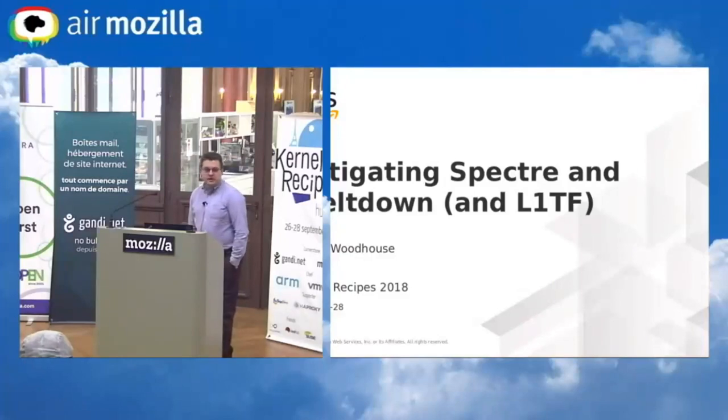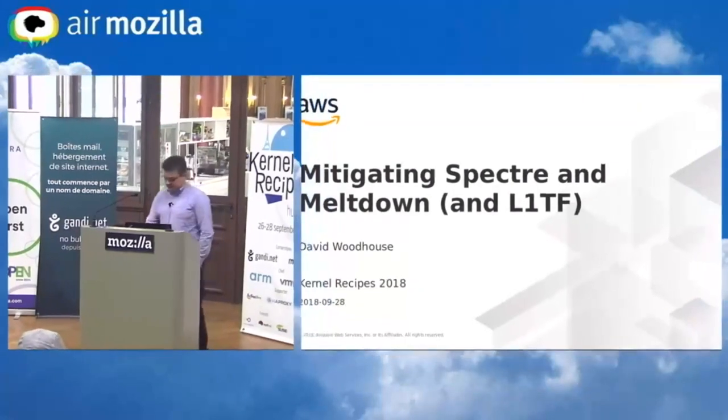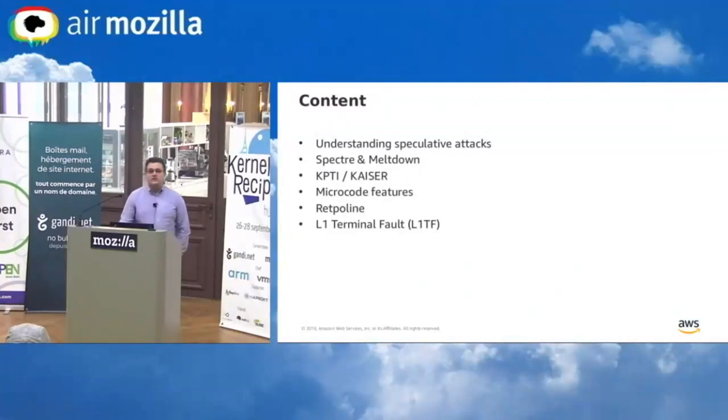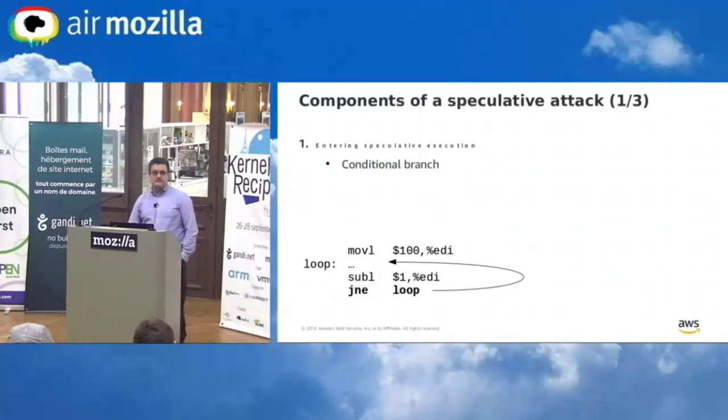Paolo has talked about the hardware and the underlying problem and how this came about. I'm going to go into a little more detail of how we actually try and deal with this in software. So I'm going to start by classifying what it takes to make a speculative attack, the various classes of problem, how we get into speculative execution and continue it and get the information out. I'm going to talk in more detail about Spectre and Meltdown and the mitigations we have for them and the new L1 terminal fault that was published last month.